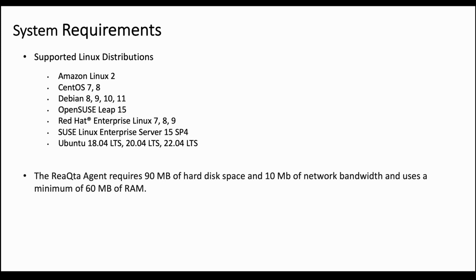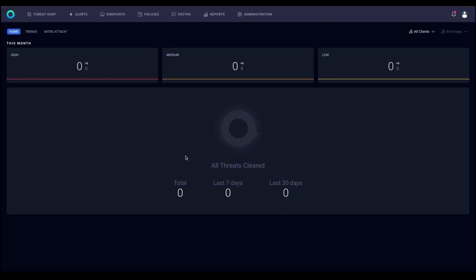The ReaQta agent requires 90 MB of hard disk space and 10 MB of network bandwidth and uses a minimum of 60 MB of RAM. The ReaQta agents can be downloaded from the ReaQta dashboard. Currently, I am at the ReaQta dashboard homepage.